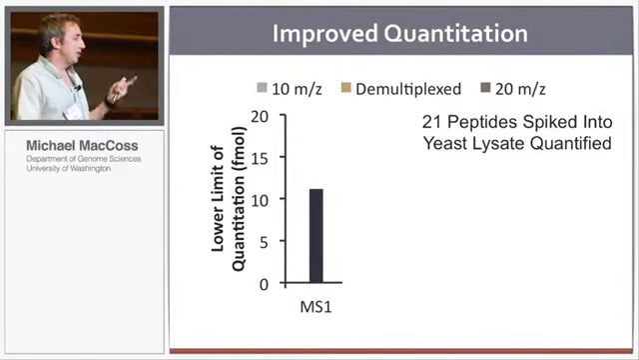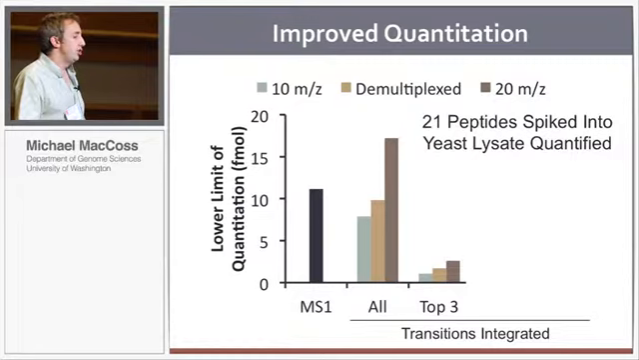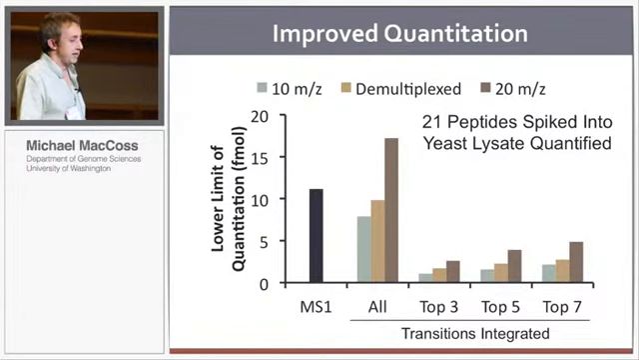One last thing to show you: here's the MS1 data, with the lower limit of quantitation for 21 peptides spiked into a lysate. When you do MS/MS with 10 mass-to-charge wide isolation windows, you get a lower limit of quantitation using all the fragment ions. And with the demultiplexing, you get very close to the 10 mass-to-charge wide specificity. With 20 mass-to-charge, you're nowhere near that lower limit of quantitation. When you use just the top 3 ions, you get much lower limits of quantitation, largely because there's less interference. Again, the demultiplexed data is very similar to the 10 mass-to-charge data, but much better than the 20 mass-to-charge data. And the same goes for the top 5 and the top 7.